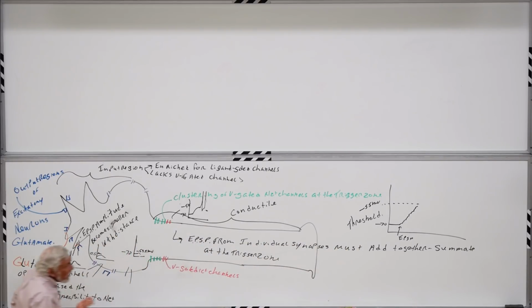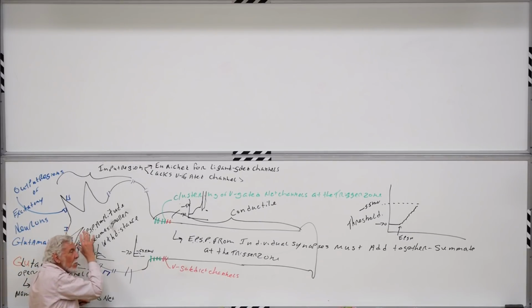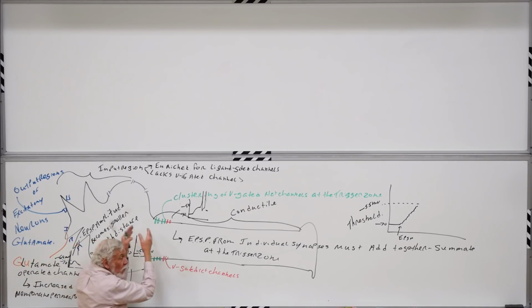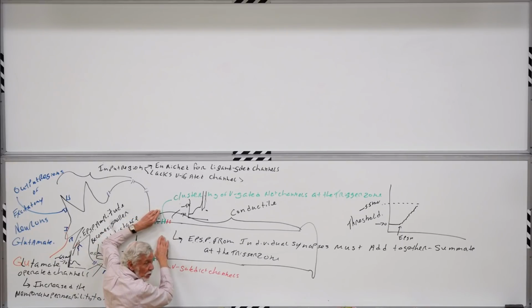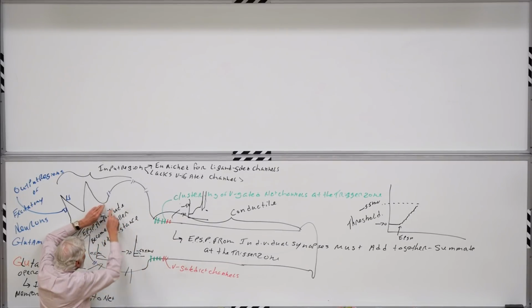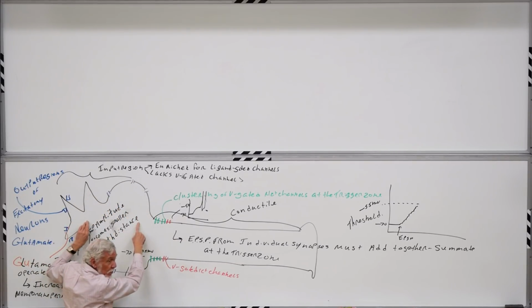So two things to concentrate on here. First is that it takes many, many synaptic inputs, many, many EPSPs to provide sufficient positive charge to bring the membrane to threshold to fire an action potential. It takes a lot of them. The second idea to think about is the role of these leak channels.